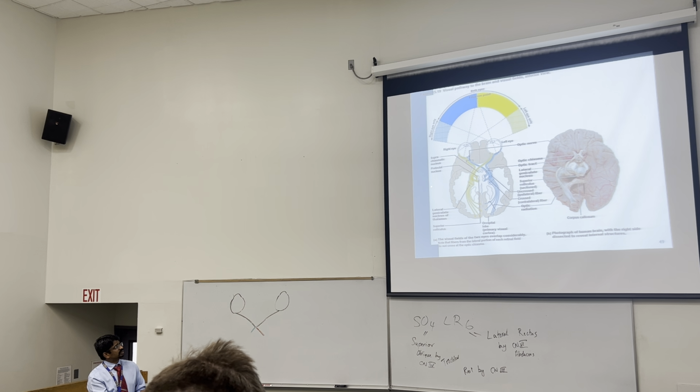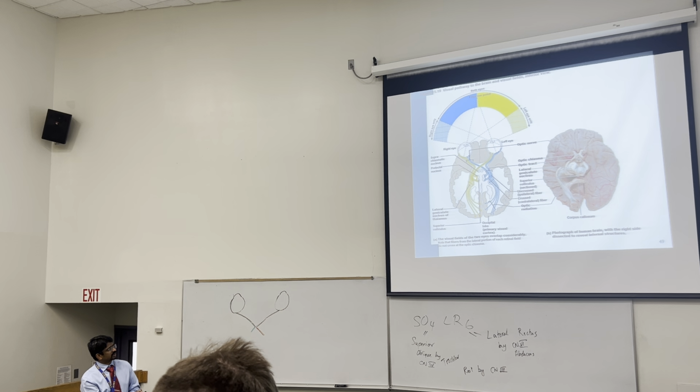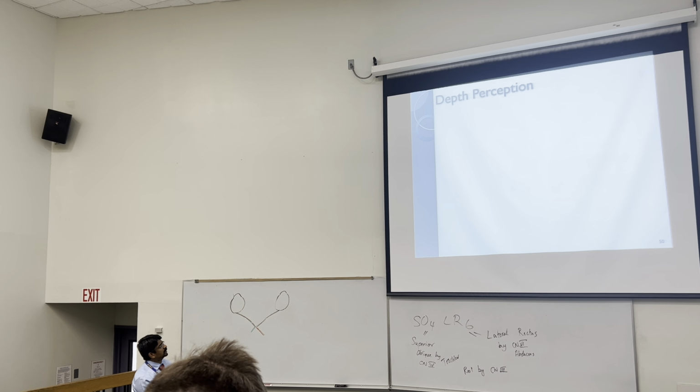So here's an image showing the two sides, only the medial side crosses over. Okay, all the lateral side stays. It's optic nerve, optic chiasma, optic tract, and then optic radiation goes from the thalamus to the occipital lobe. So we'll test this out.